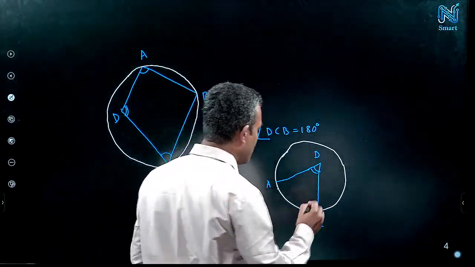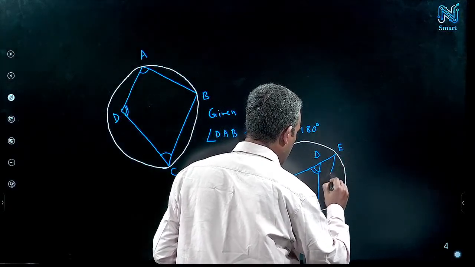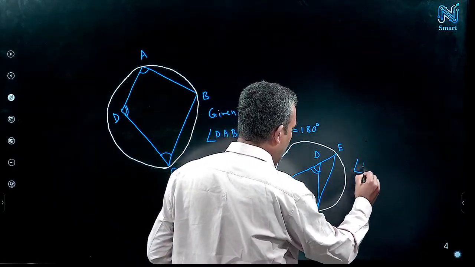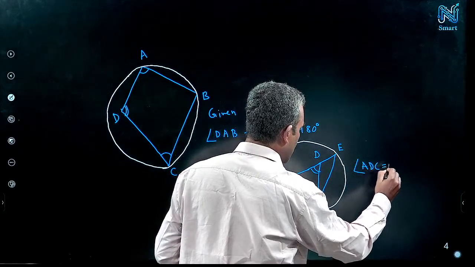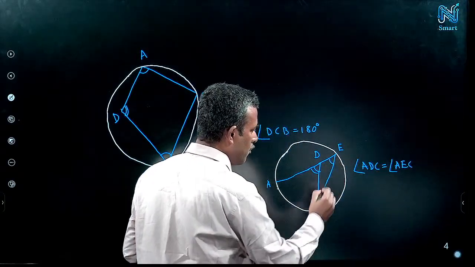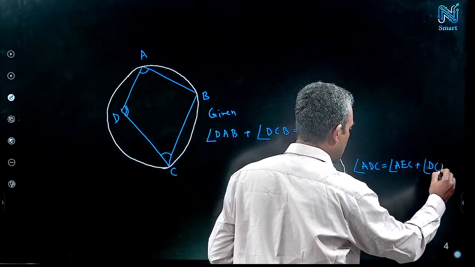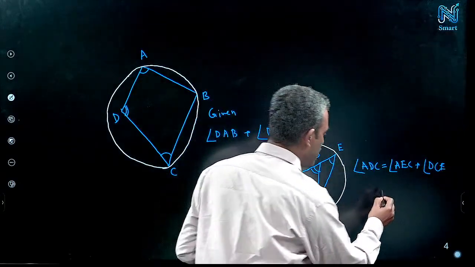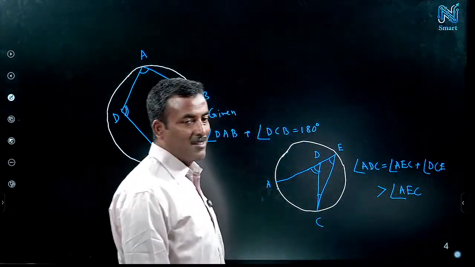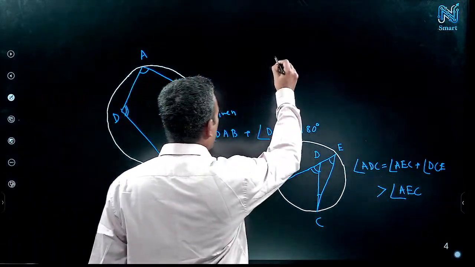So how do you prove it? The proof is very easy. We just extend AD up to E and join E and C. Now angle ADC is equal to angle AEC plus angle DCE, that must be greater than angle AEC, right? Yes. It's very easy.